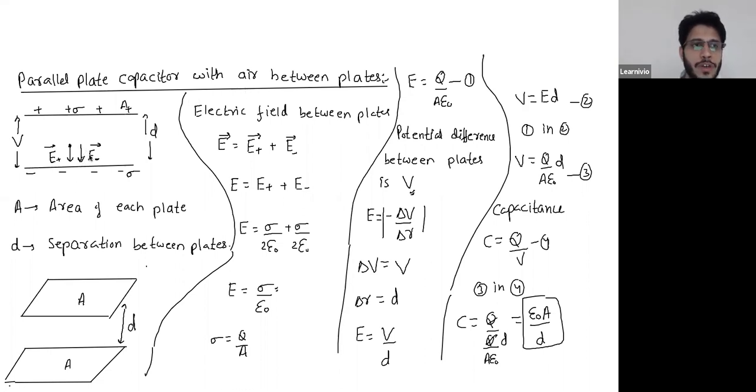Now, since both the fields are acting in the same direction, you can simply add them up. The net field will be the vector sum of E plus and E minus. But since E plus and E minus are in the same direction, we don't need to apply the parallelogram law. We can just directly add them up. So I'm adding E plus and E minus algebraically. It can be added algebraically only if these two are acting in the same direction. Then I substituted the values of sigma by 2 epsilon naught, sigma by 2 epsilon naught. The field is sigma by epsilon.